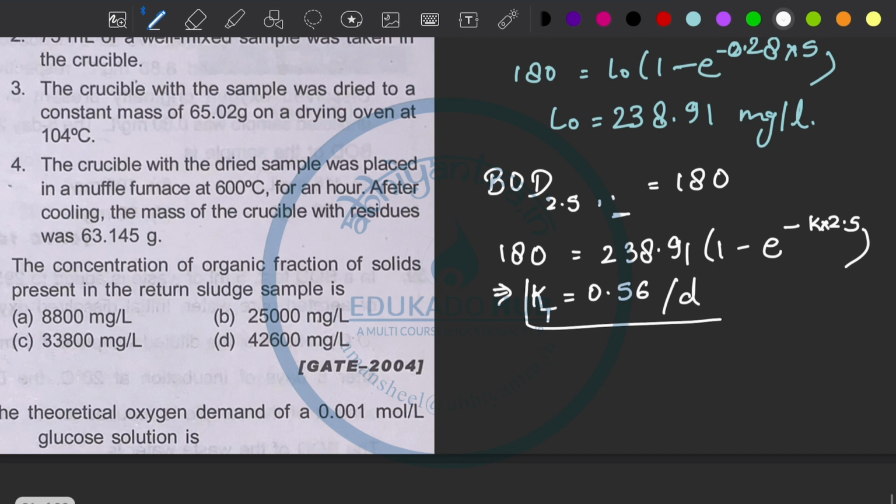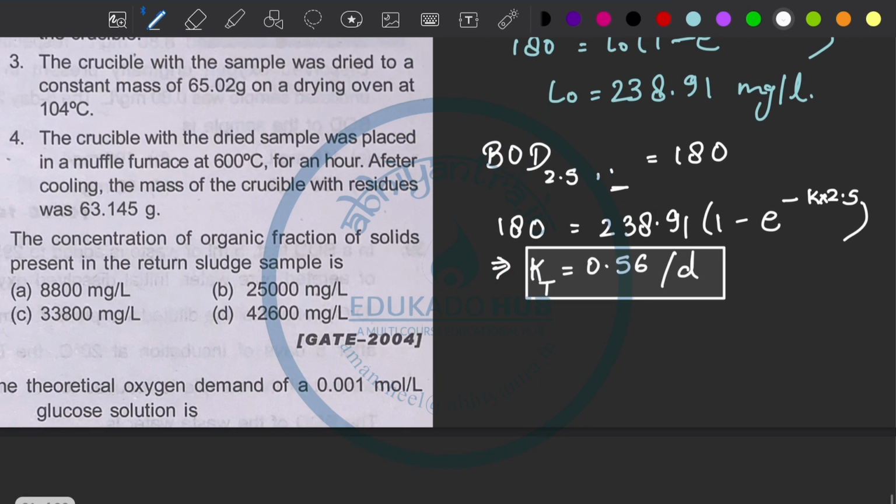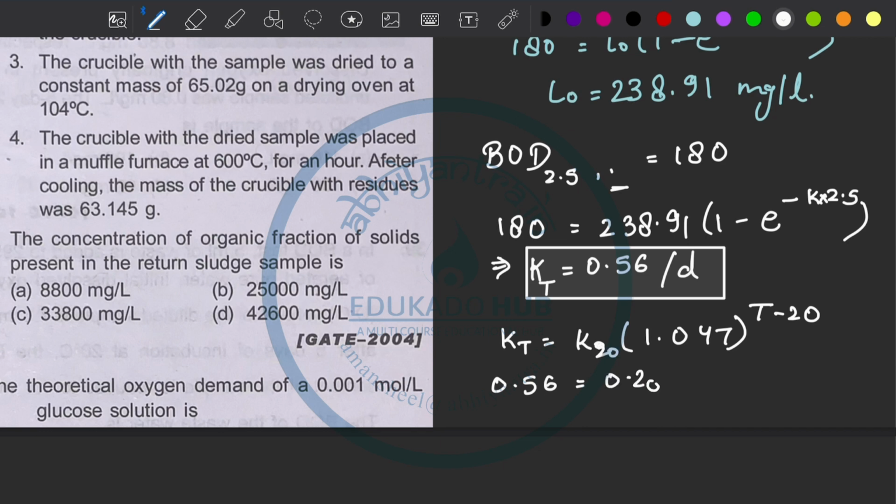So I got the K value, but I don't know what the temperature is. I know KT, I know K20. KT is equal to K20 into 1.047 to the power T minus 20. KT will be 0.566, K20 I got 0.28, into 1.047 to the power T minus 20.